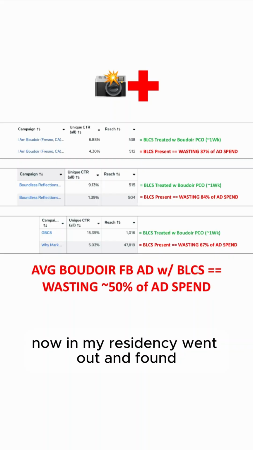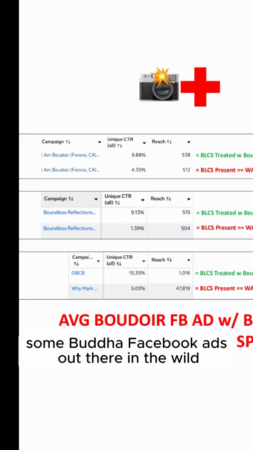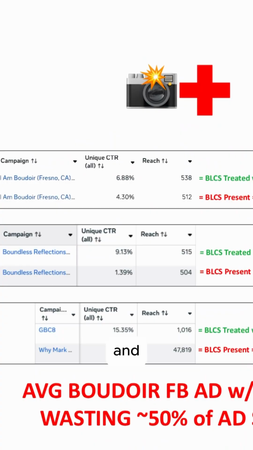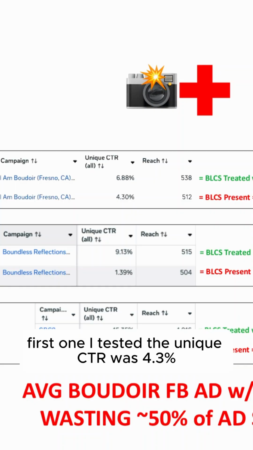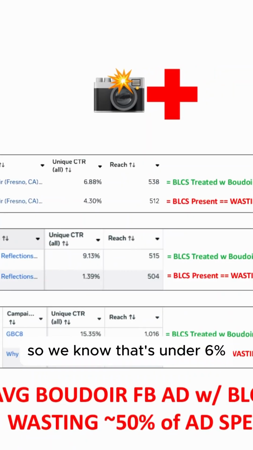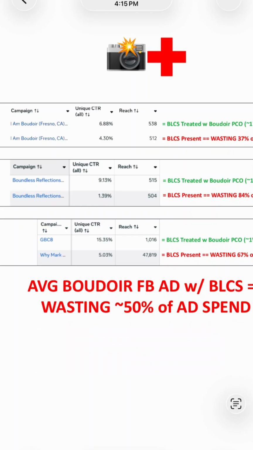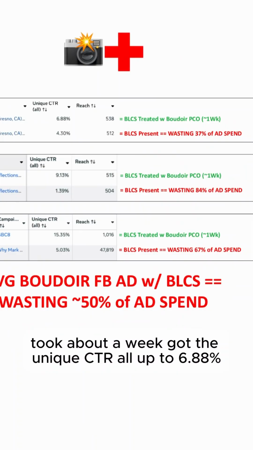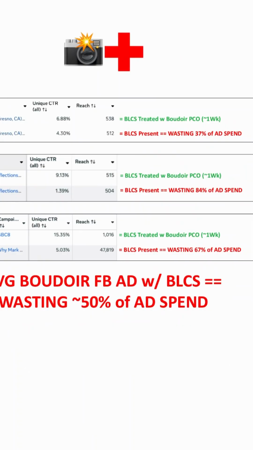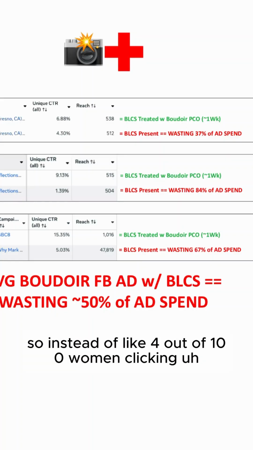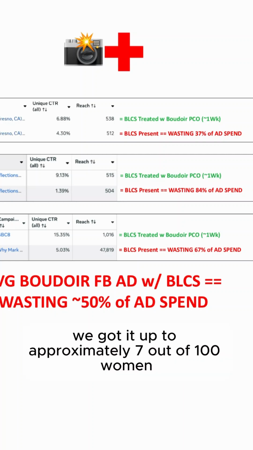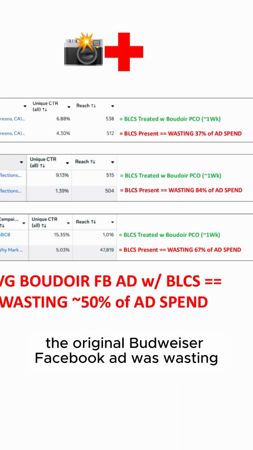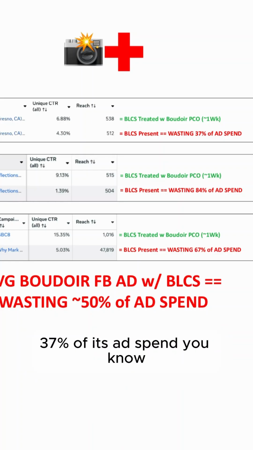Now, in my residency, I went out and found some Boudoir Facebook ads out there in the wild. The first one I tested, the unique CTR was 4.3%. So we know that's under 6%, so we know that BLCS is present. So I duplicated that, treated with Boudoir PCO, took about a week, got the unique CTR up to 6.88%. So way better. Instead of like 4 out of 100 women clicking somewhere in the ad, we got it up to approximately 7 out of 100 women. So we actually found out the original Boudoir Facebook ad was wasting 37% of its ad spend.